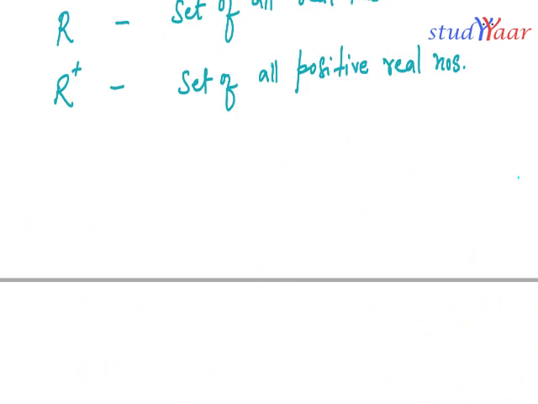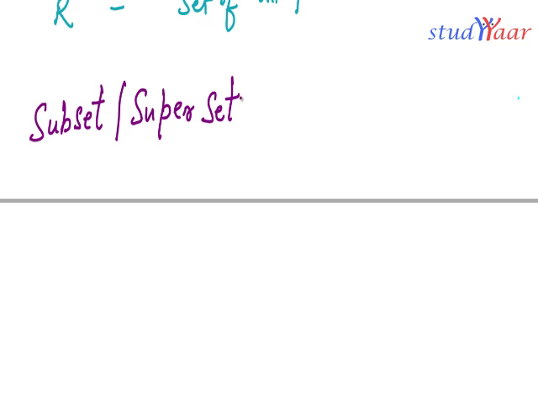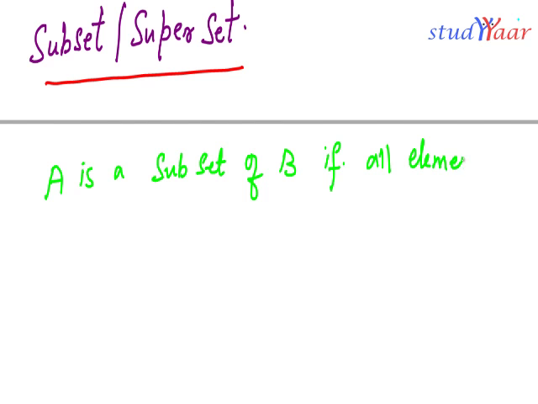Now let us understand the concept of subset and superset. Let me put down a heading saying subsets or supersets. So what is a subset? I say that A is a subset of B if all elements of A are also elements of B.